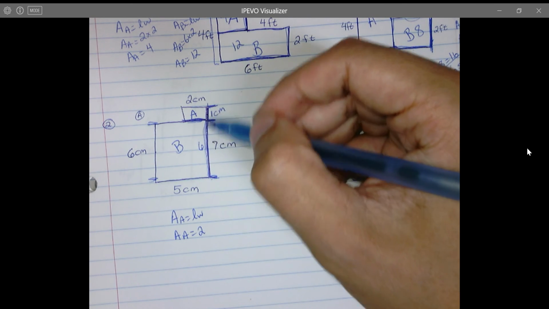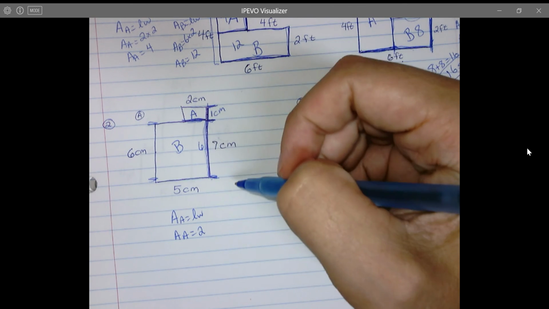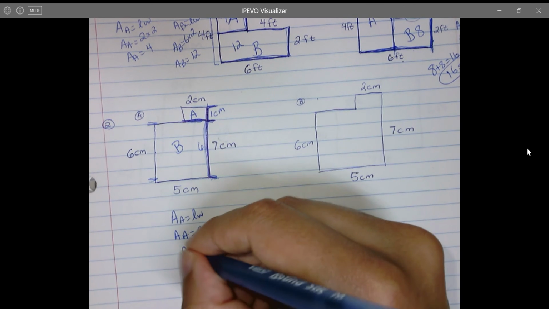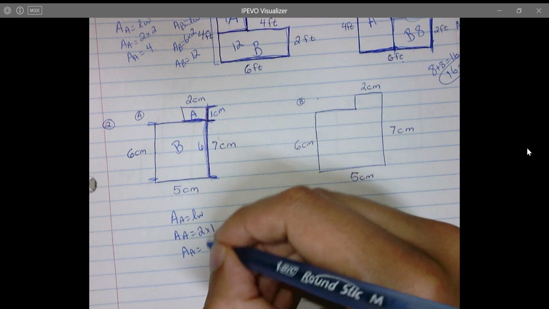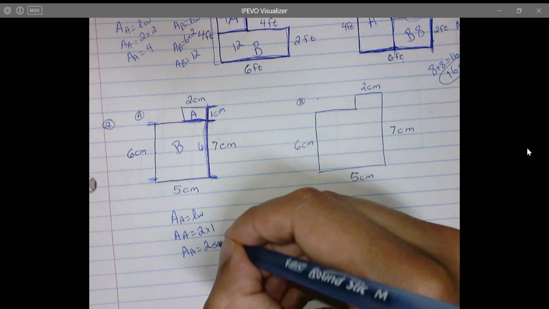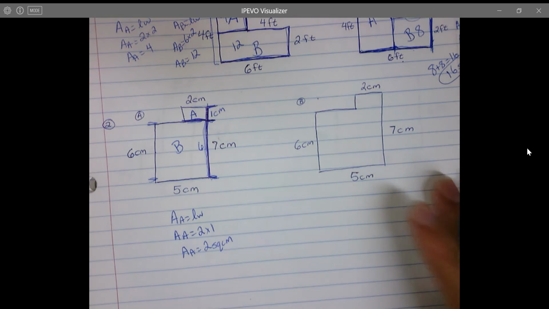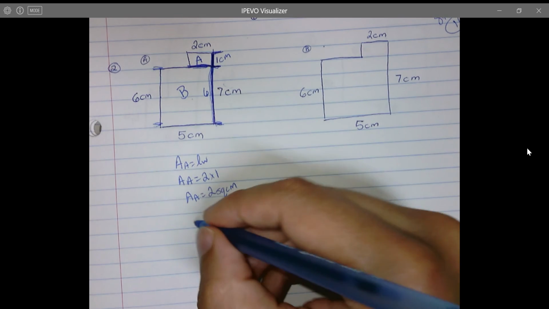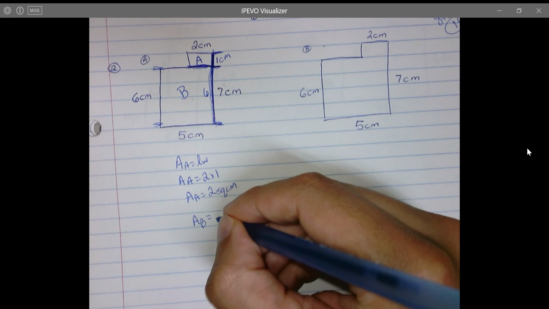These 2 parts must add up to the whole thing. So that would be 2 multiplied by 1. My area of rectangle A would be 2 squared centimeters. All right, let's do B now. I have area of B equals length times width.